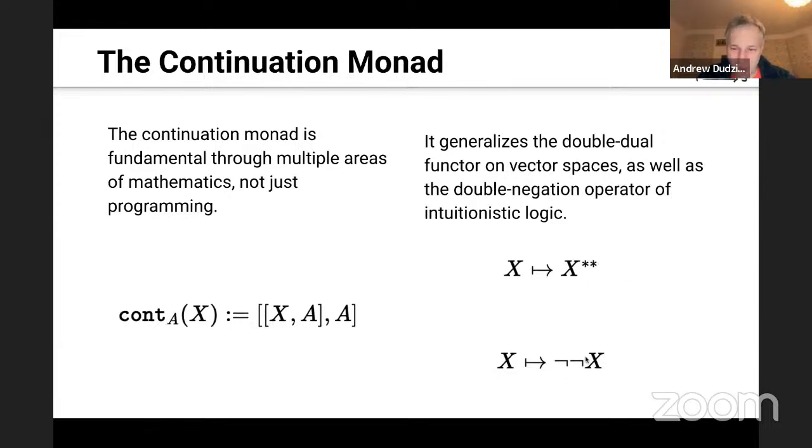So this continuation monad seems to be very specific to programming, and yet somehow it's related to vector spaces. It's related to the law of the excluded middle, because the law of the excluded middle says that this map, the unit of the continuation monad for false, is an isomorphism. That's an interesting thing to look into.